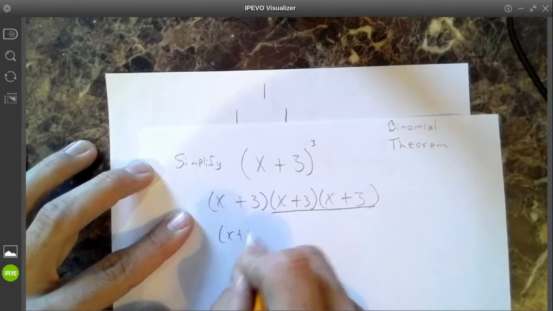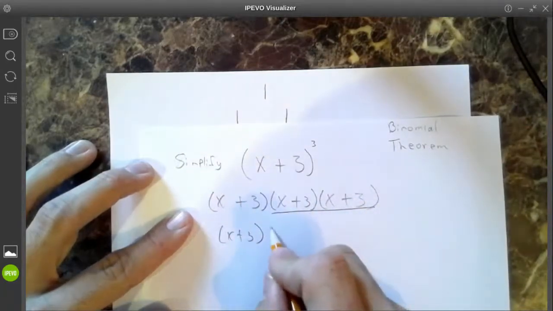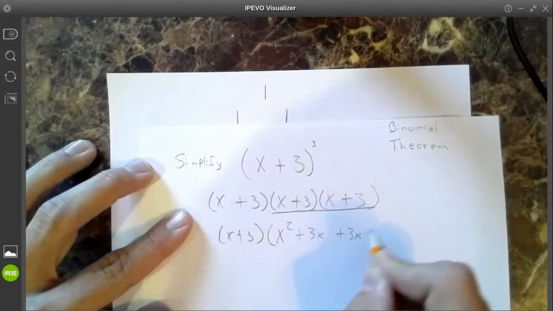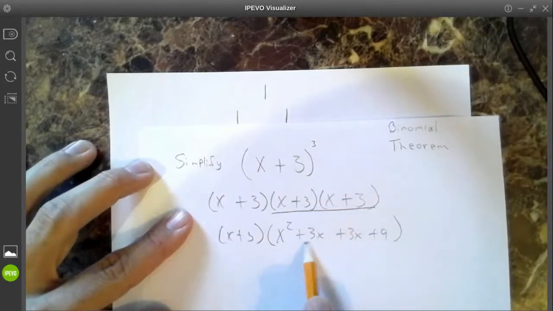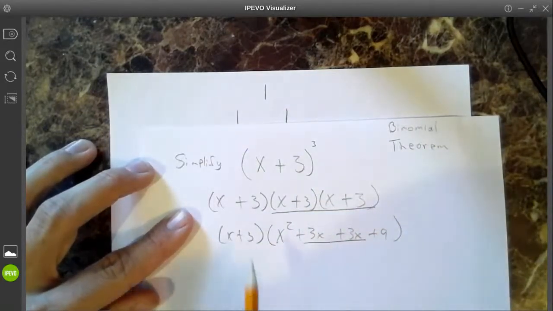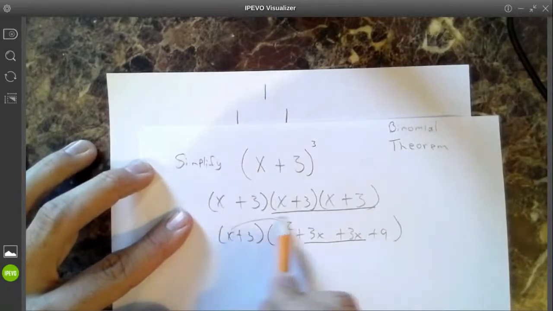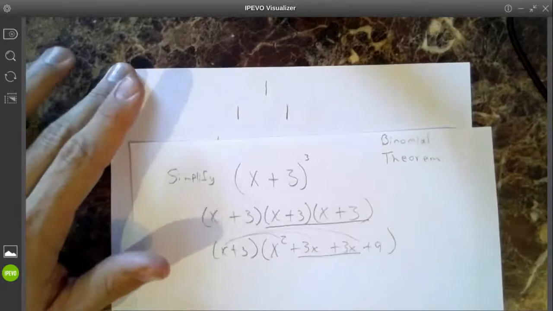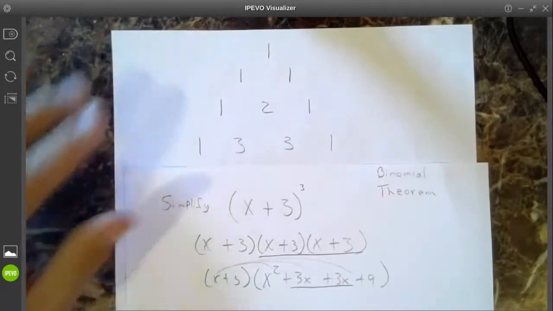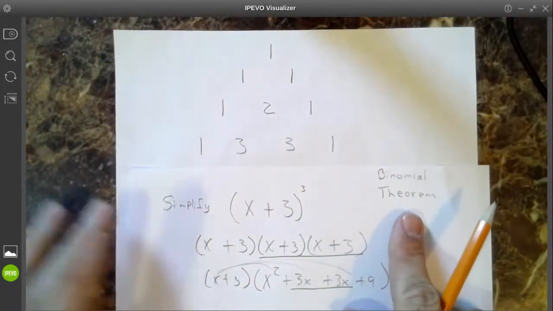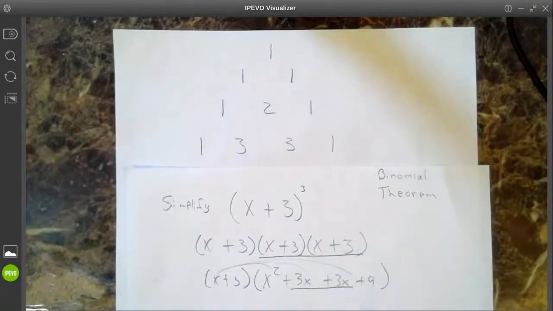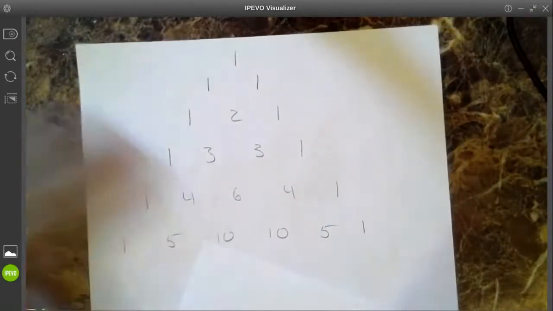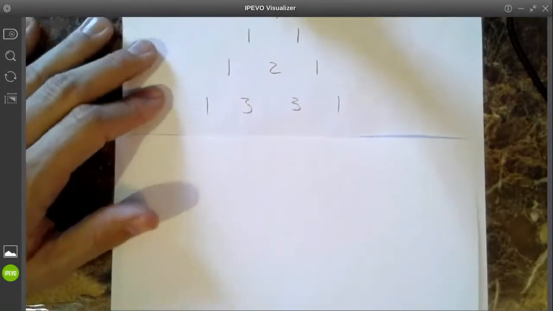So x plus 3, we have to use the distributive property twice. X squared plus 3x plus 3x plus 9. Then we'd combine like terms, and then we'd have to distribute again. I mean, it takes forever. It really does take a while. Well, if you were to look this process up in a book or online, they would call it the binomial theorem. So let me show you how this is going to work here.